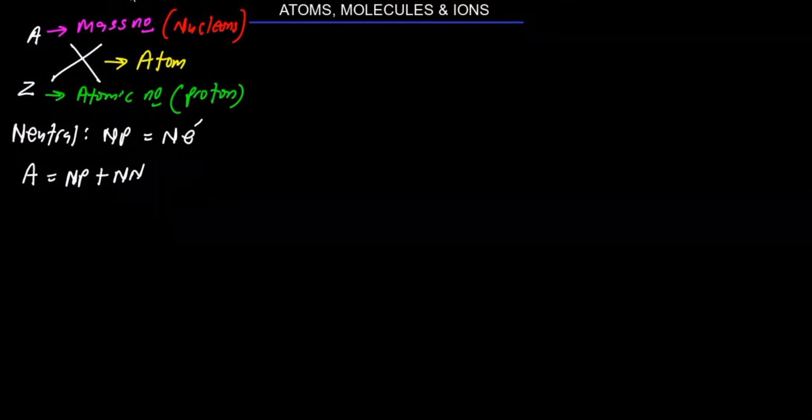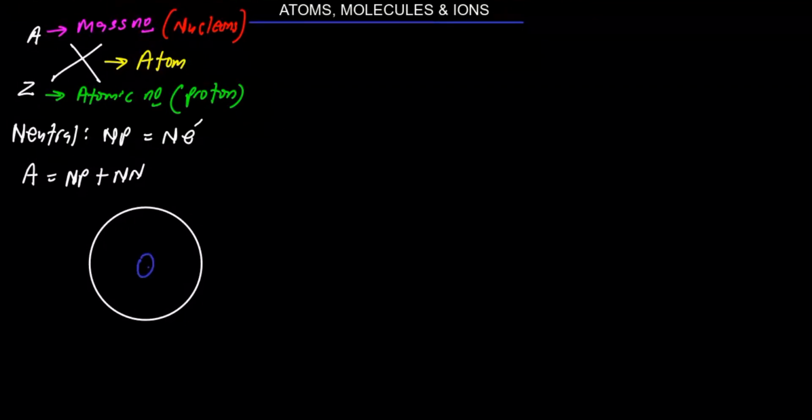Let me remind us of a fact. Observe this. Now, this is the structure of an atom. Take note that the center of this atom is called the nucleus of the atom. Now, around the shell of the atom, we have the electrons.